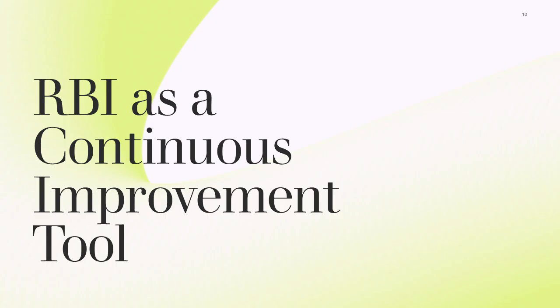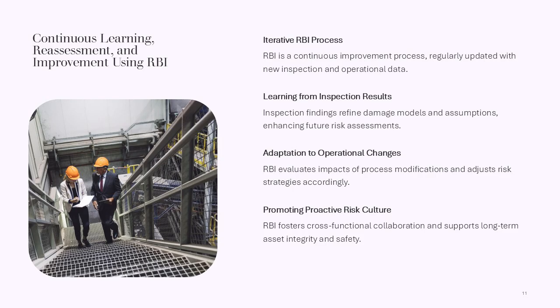Continuous learning, reassessment, and improvement using RBI. API recommended practice emphasizes that risk-based inspection is not a one-time exercise, but a continuous improvement process. As new information becomes available, such as inspection findings, operational changes, process upsets, or failure incidents, the RBI assessment should be reviewed and updated. This iterative approach ensures that risk evaluations remain current and reflective of actual operating conditions.